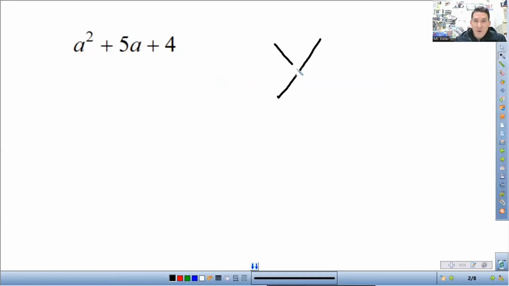Some people may remember these being called diamond problems. I like to call them X factor, just to remind us that we use them to factor. So on the top is a product. On the bottom is a sum. What you're going to do is take this last number, that's the product, and it goes on top. Then you're going to take the middle number, just the number, we don't need the a with it. That's going to go at the bottom.